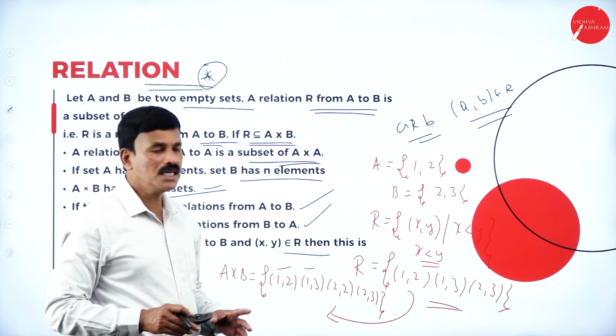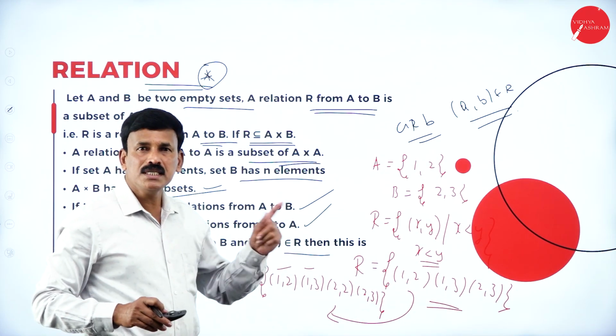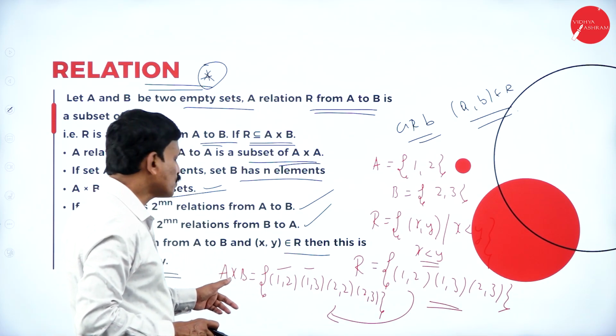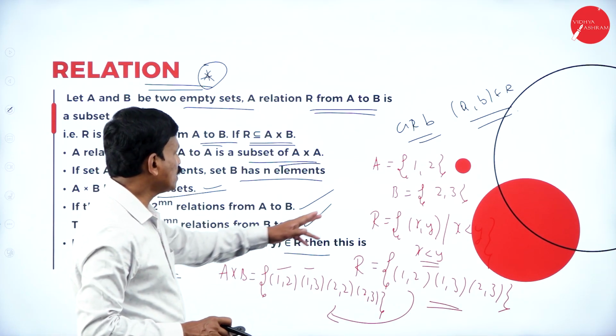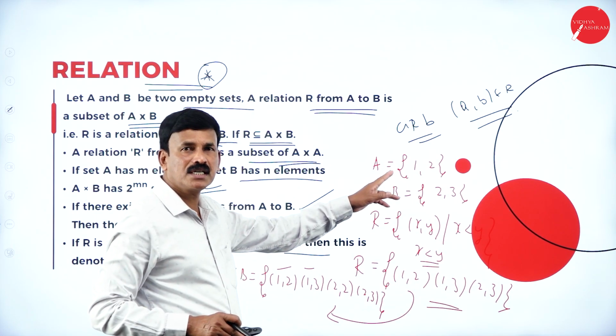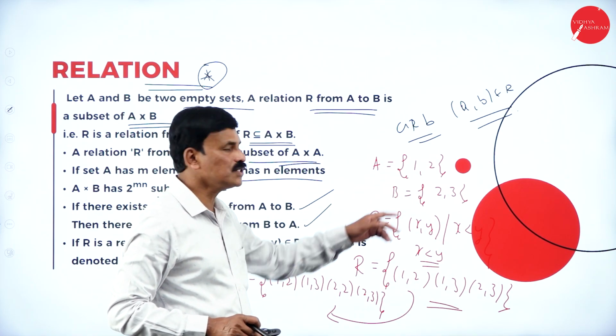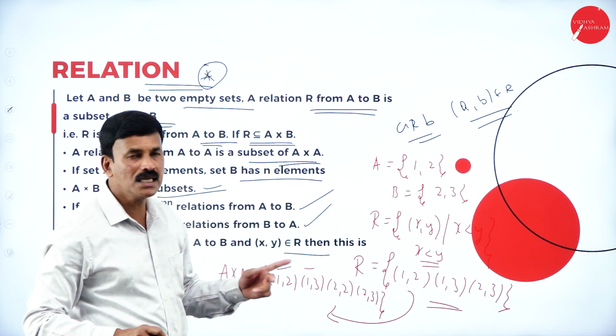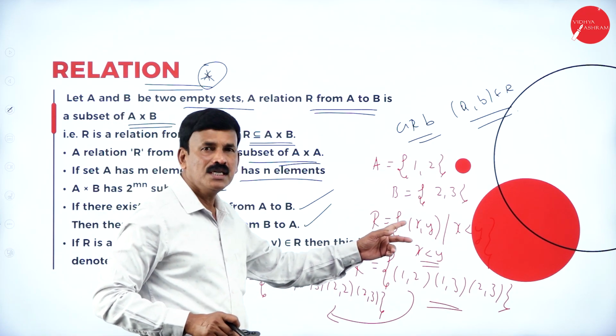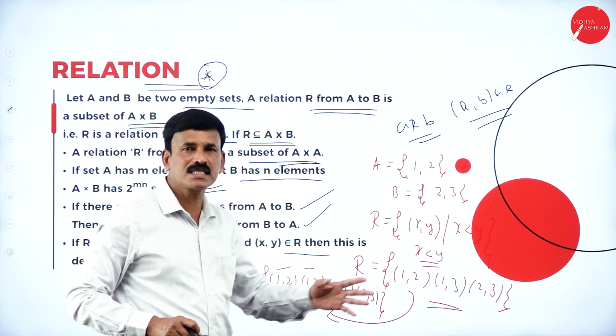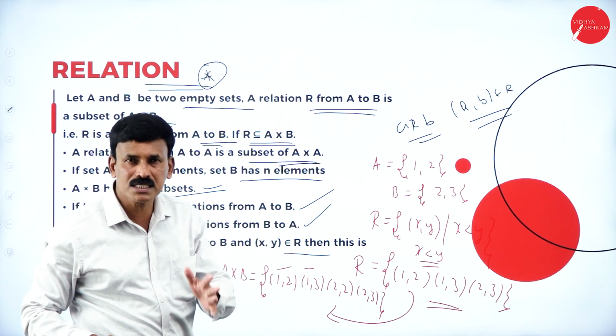See here, a relation R from A to B is a subset of the Cartesian product A cross B. There are two sets A and B: A contains 1, 2 and B contains 2, 3. The relation is defined by R = {(x, y) such that x is less than y}, that is, the first element is less than the second element.